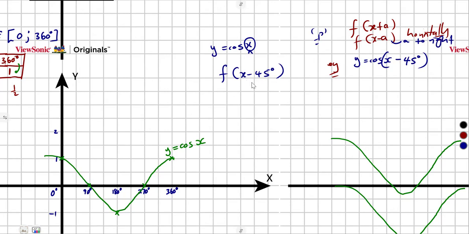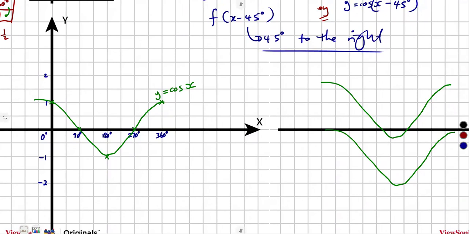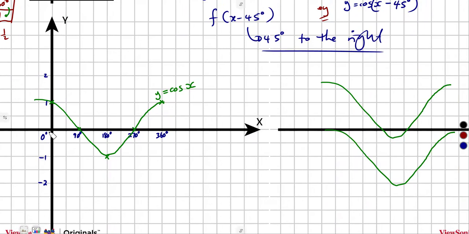So minus 45 degrees, it means we are simply taking our graph 45 degrees to the what? To the right. The graph has to shift 45 degrees to the right. So meaning to say, when it is 45 degrees to the right, guys, we are simply saying what was happening at 0 degrees, it is now happening at 45. It has shifted. What was happening at 0 is now happening at 45 degrees.